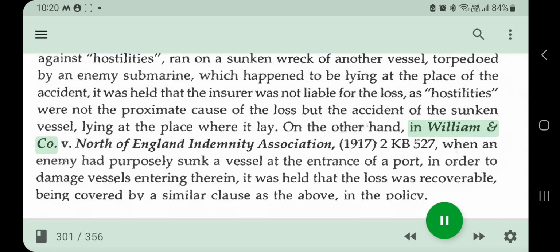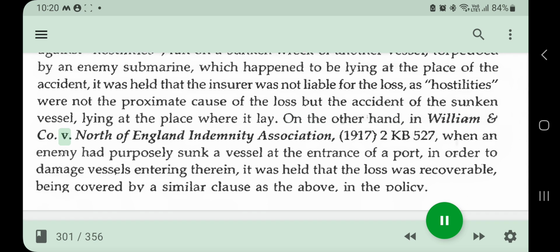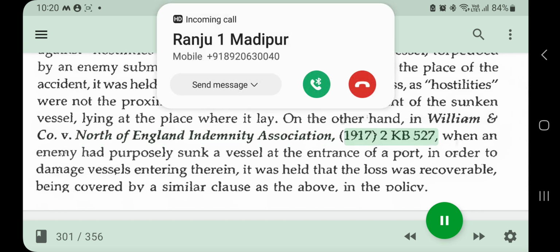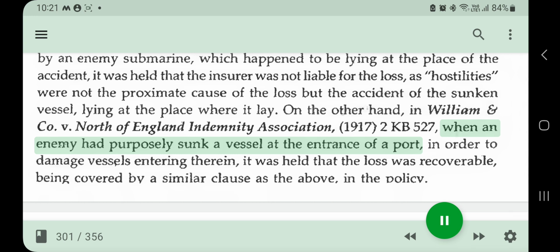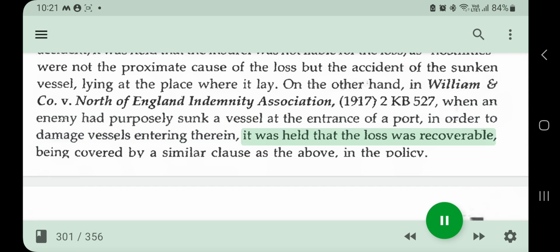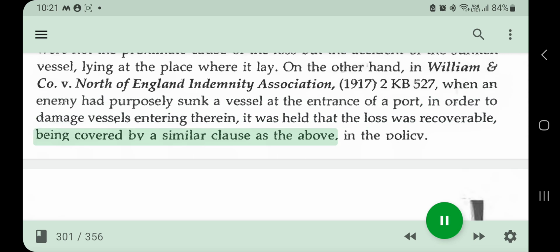On the other hand, in Williams and Company v. North of England Indemnity, 1917, K.B. 527, when an enemy had purposely sunk a vessel at the entrance of a port, in order to damage vessels entering therein, it was held that the loss was recoverable, being covered by a similar clause as the above.